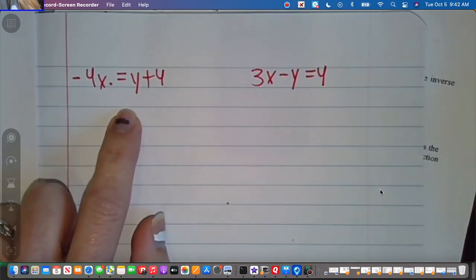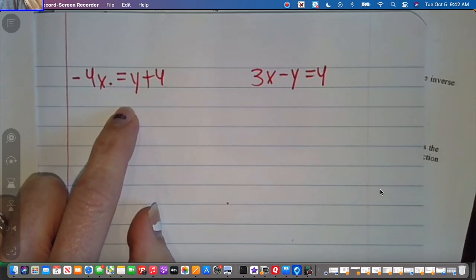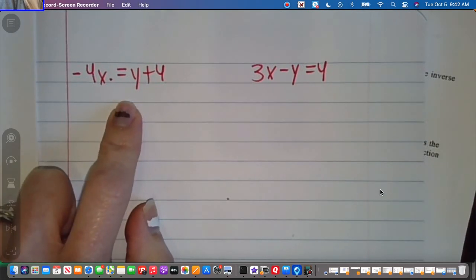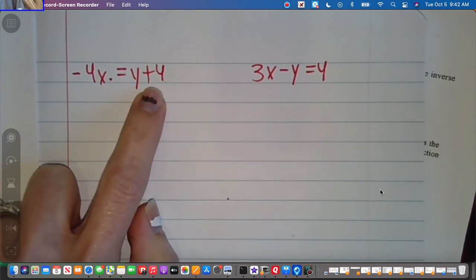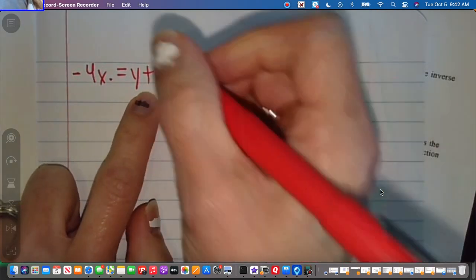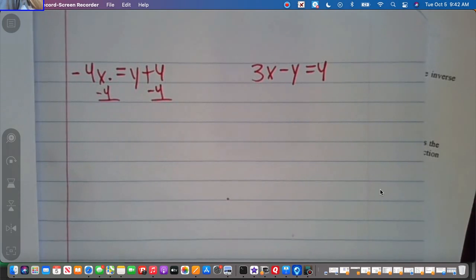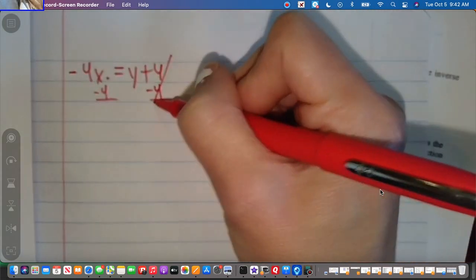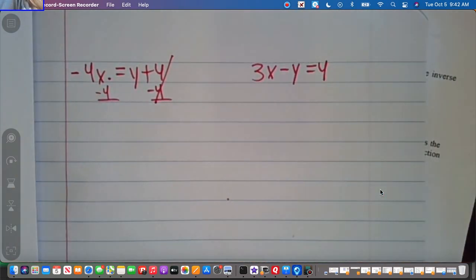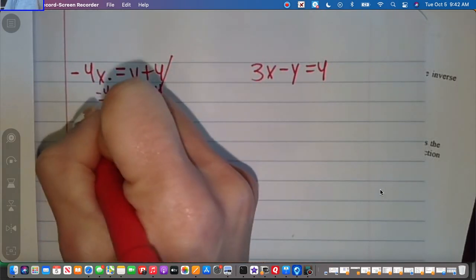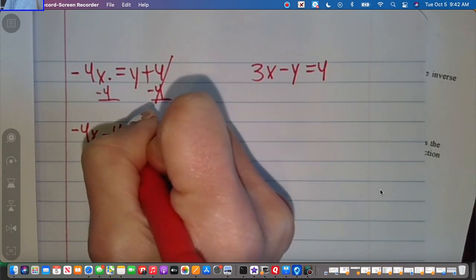Okay, I'm going to solve this for y. Please pay attention so you understand. This is where you were getting stuck the other day, Ben. If I get y by itself, I would subtract 4 from both sides. You can't really take 4 away from this, so I just write it all out. So negative 4x minus 4 equals y.